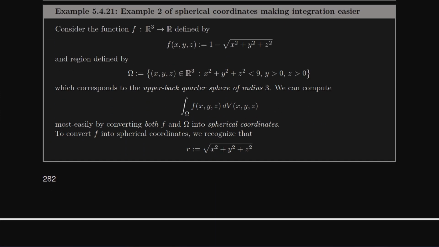So we have one more example in spherical, and then we'll move over to cylindrical. So we've got another case of maybe something I want to integrate. Here's a function which I'm defining as 1 minus the square root of x squared plus y squared plus z squared. Of course, light bulbs should be flashing. That's really just r sitting in there.